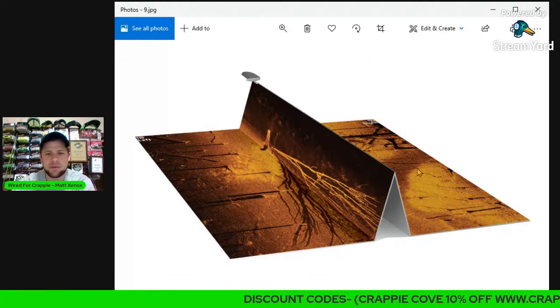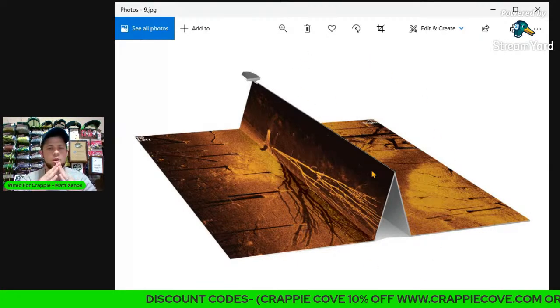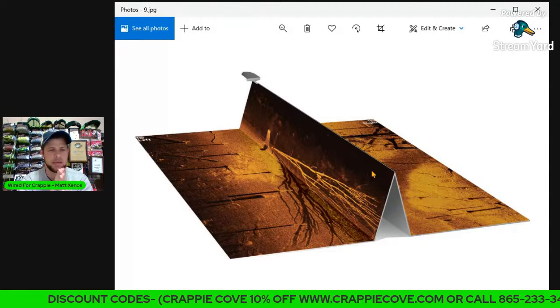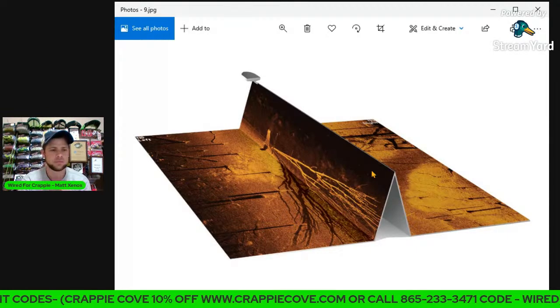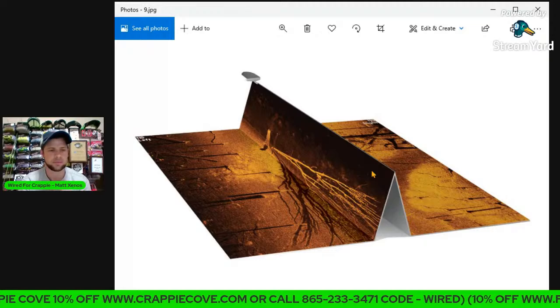Does everybody kind of understand how those cones work and how the beams and the sonar works?